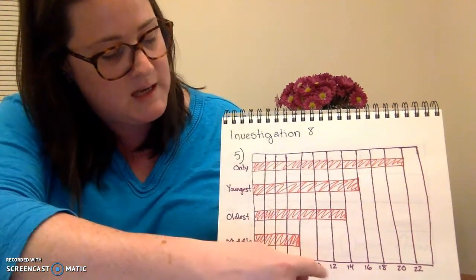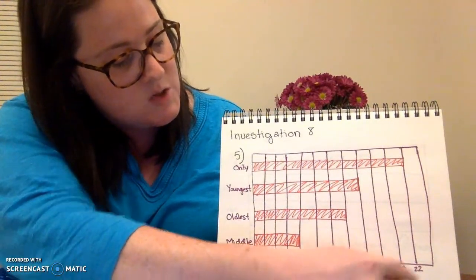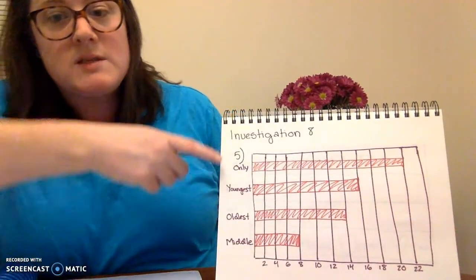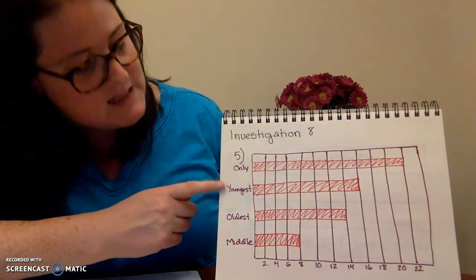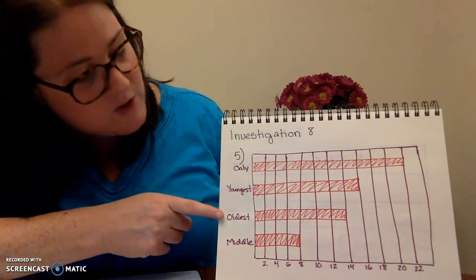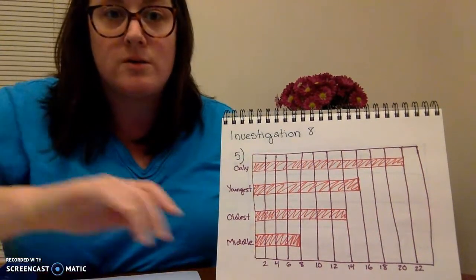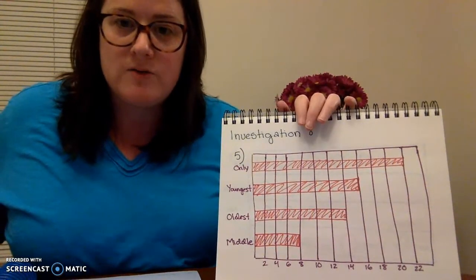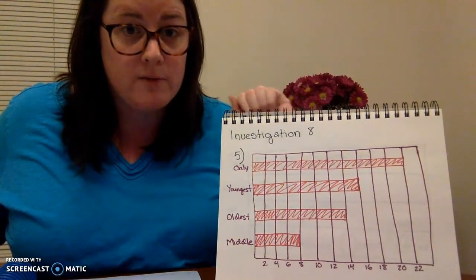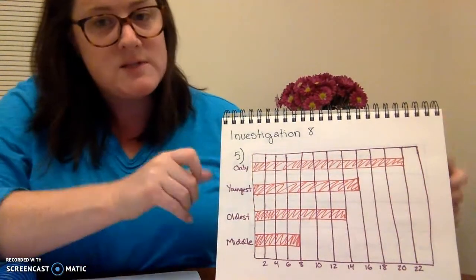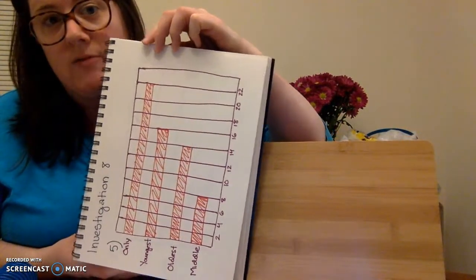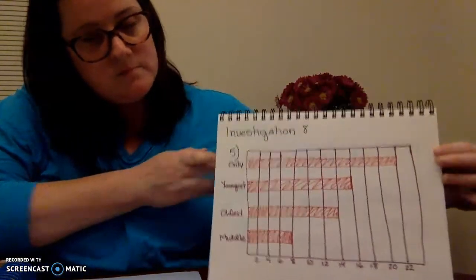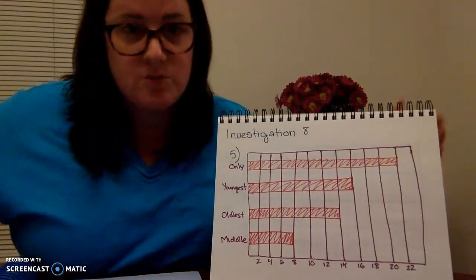2, 4, 6, 8, 10, 12, 14, 16, 18, 20, and 22. So you can see by our horizontal bar graph that 22 children are only children, 16 are the youngest, 14 are the oldest, and 8 are the middle. This is what your horizontal bar graph should look like. Now, as I was saying just a moment ago, if we just tipped it like that, it would look like a regular bar graph that we've done before. So, just to demonstrate that, that's not super necessary.